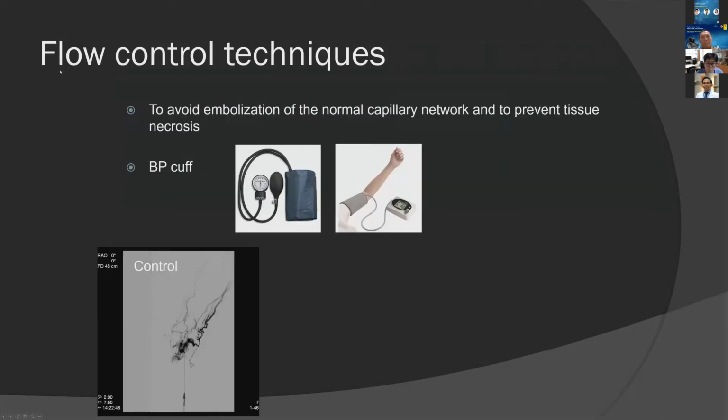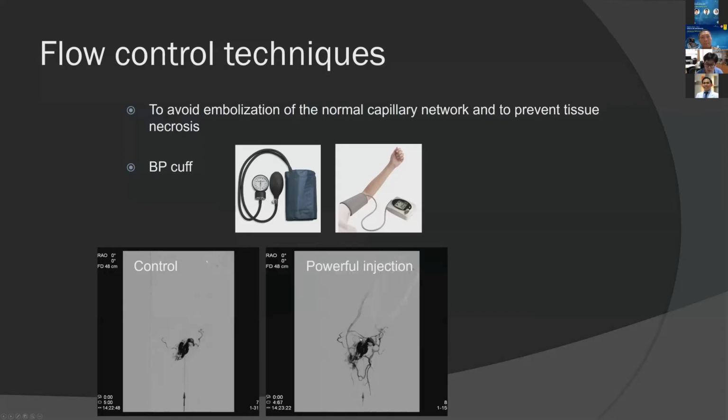Let me show you an example of the flow control technique. This patient has a palm AVM. Control angiography shows AVM nidus and early draining veins. After identifying the connecting vessel with the nidus, I inject with a powerful injection by hand. Then angiography shows the finger artery originated from the nidus. So it is very difficult to embolize this lesion.